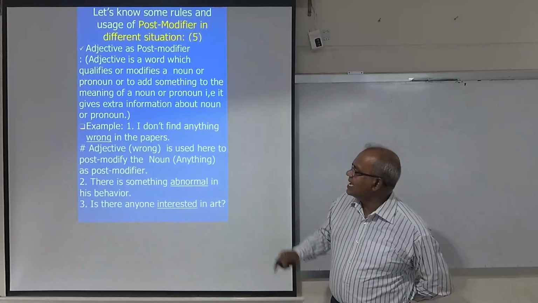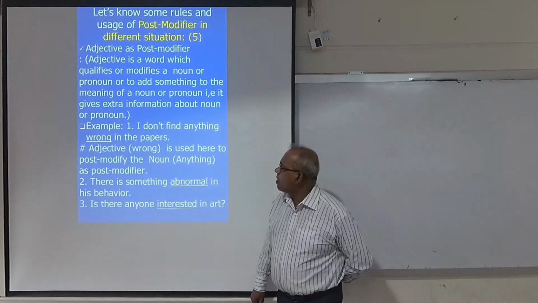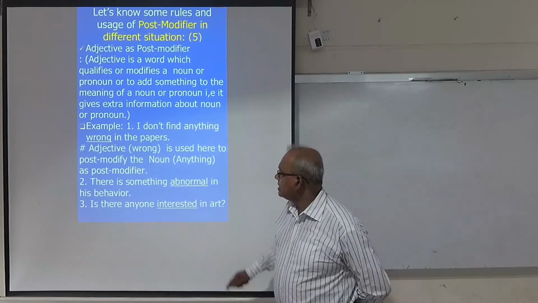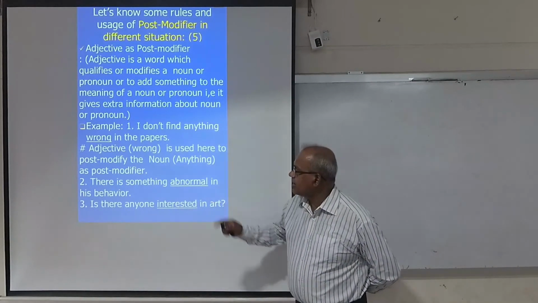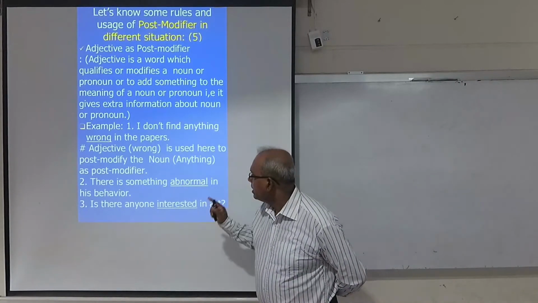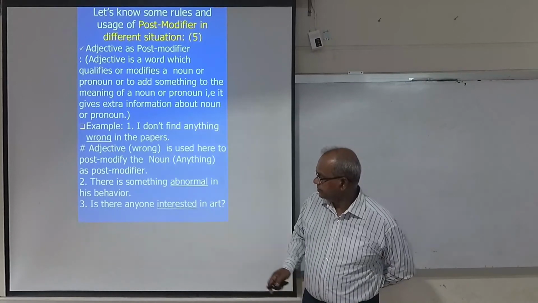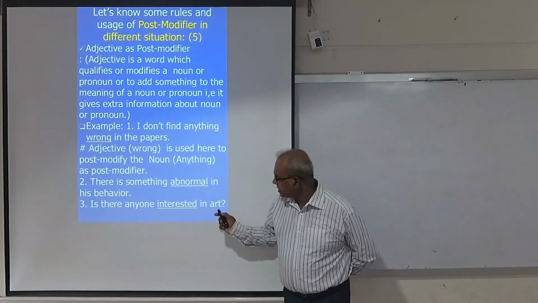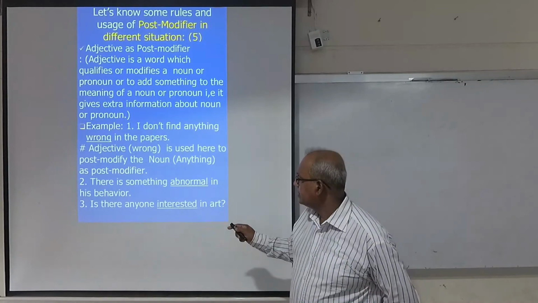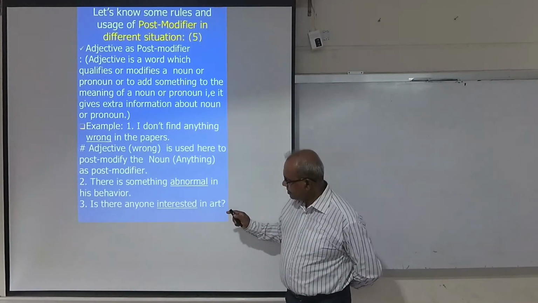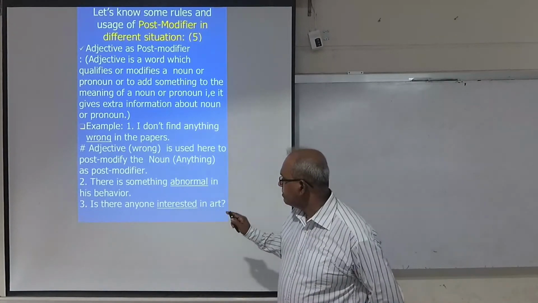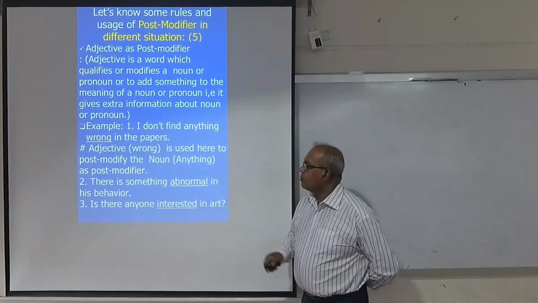Next sentence: there is something abnormal in his behavior. Abnormal is also used here as a post modifier, which modifies the word something. Is there anyone interested in art? Interested is an adjective, and it is used here as a post modifier, and it modifies the word anyone.